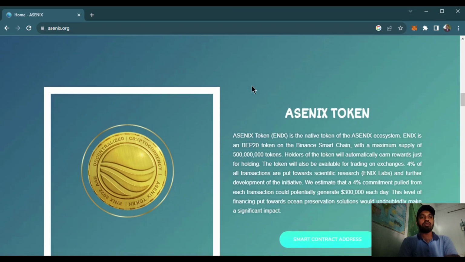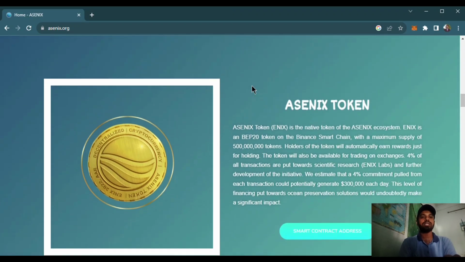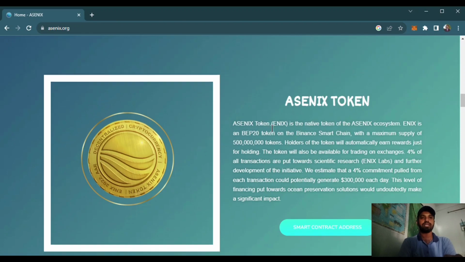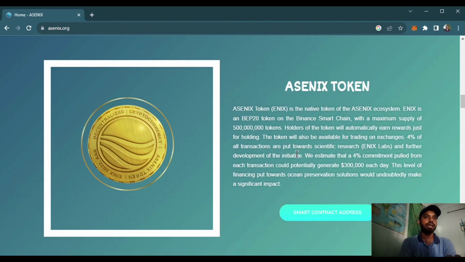Now we will know about the ASENIX token. What are its benefits and its utilization? ASENIX token, which is actually ANIX token, is the native token of the ASENIX platform. ANIX is a perpetuity token on the Binance Smart Chain with a maximum supply of 50 million tokens. Token holders will automatically earn reward just for holding. The token will also be available for trading on exchanges.